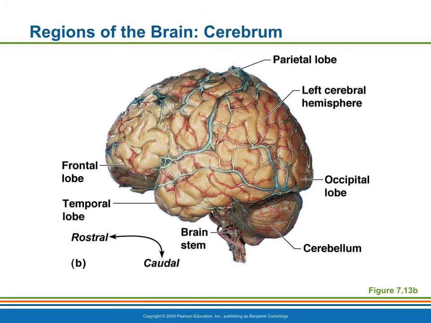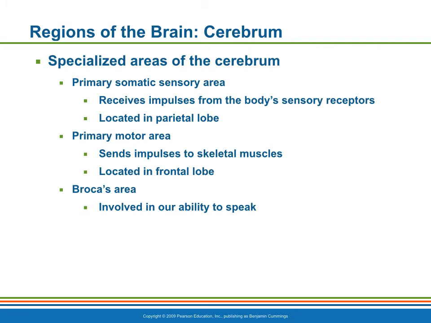This photo shows the different lobes that we have in our cerebrum. Speech, memory, logic, and emotional responses, as well as consciousness, interpretation of sensation, and voluntary movement are all functions of neurons of the cerebral cortex, and many of these areas have been identified.